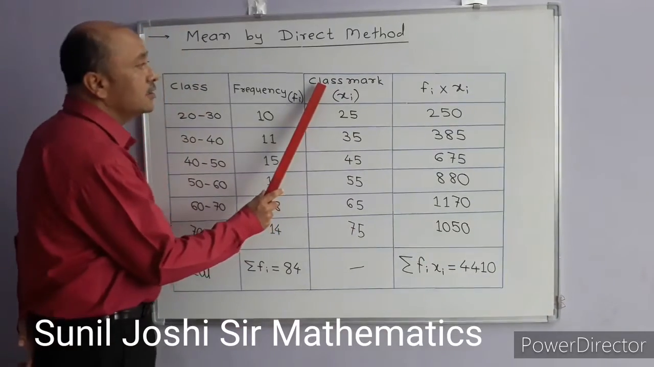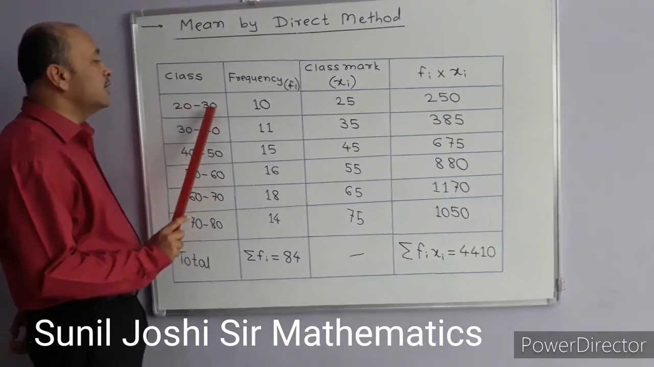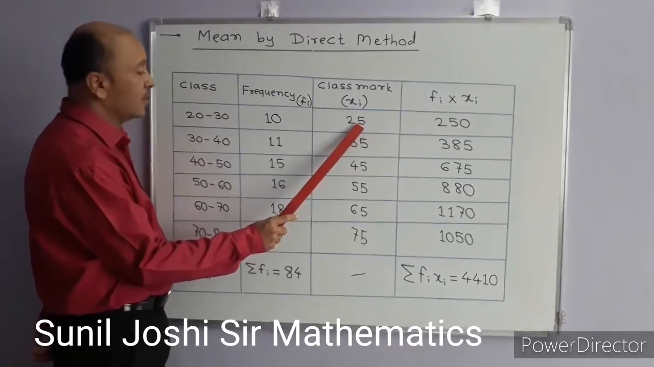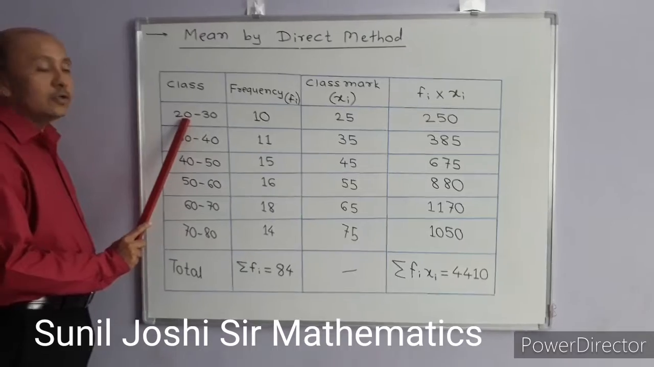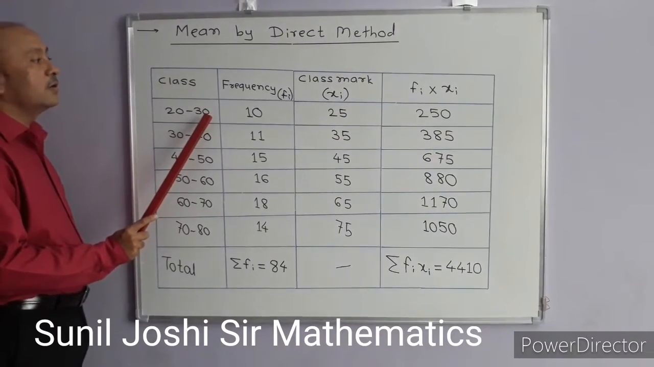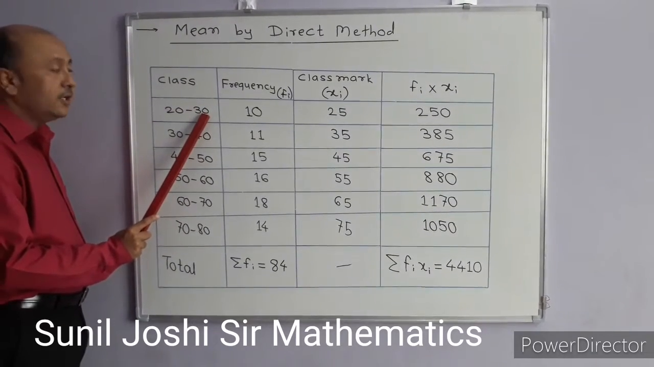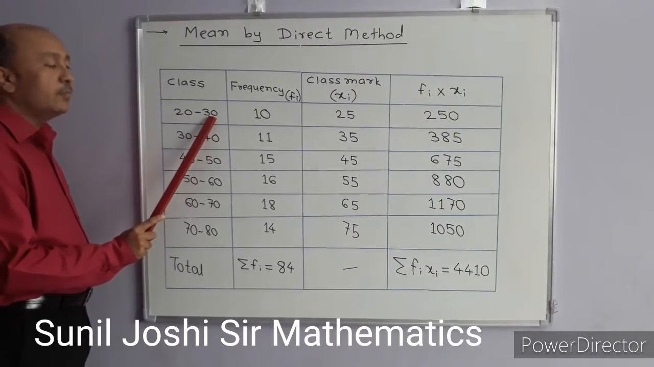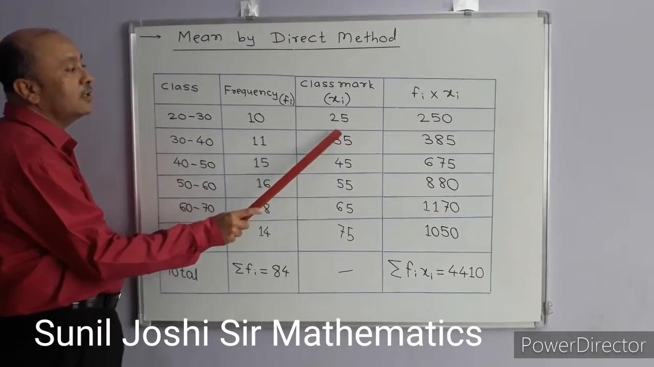Another name for class mark is midpoint. See students, for 20 to 30, we can find the midpoint by common sense, that is 25. Or if you don't use common sense, the method is: 20 is the lower limit, 30 is the upper limit. The formula for class mark or midpoint is lower limit plus upper limit divided by 2. So 20 plus 30 is 50, 50 divided by 2 is 25. In that way we can calculate the class mark.